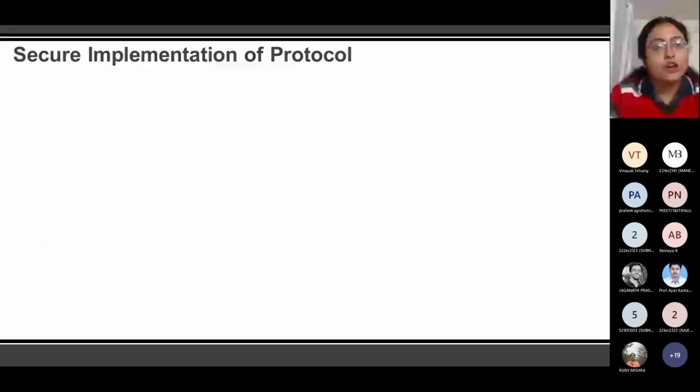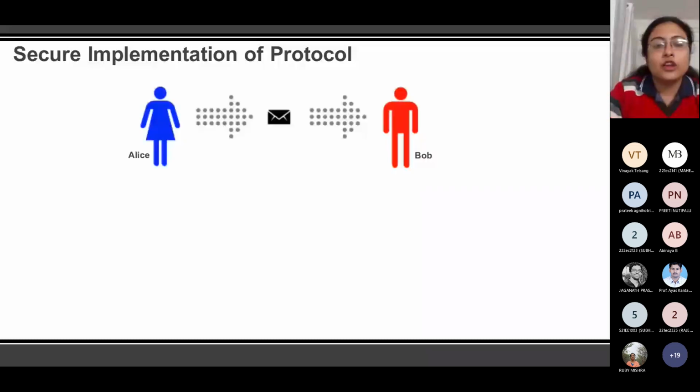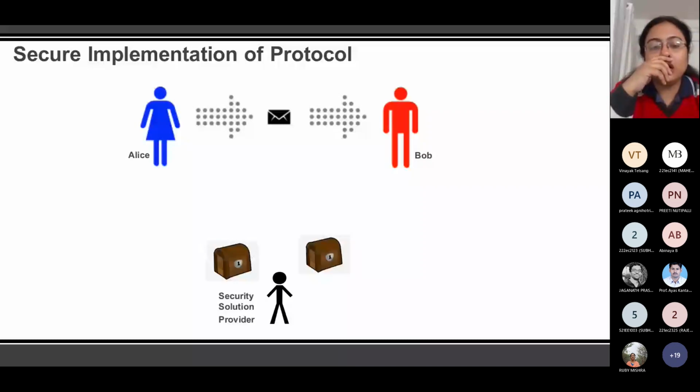Okay, so before going to PUF and all, let's cover some basics: what do I mean by secure implementation of a protocol, and why is it so important? Let's see some test cases in IoT. Suppose Alice and Bob want to communicate with each other securely. So they went to a security solution provider and said, see, give me an AES implementation so that I can encrypt and decrypt the data which is sent between us.